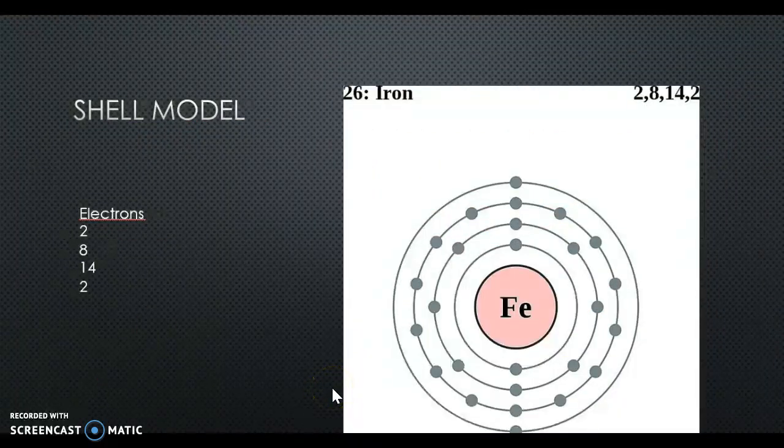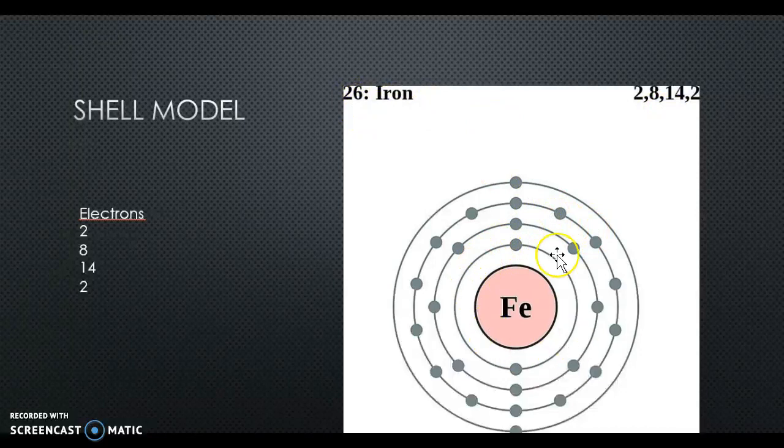And here we have the shell model, which is also called the electron shell. If we look up here, we see 26 is iron again, and then we have the electrons in each shell, which is 2, 8, 14, and 2. And if you add all of these together, it gives 26, which is the number of iron.